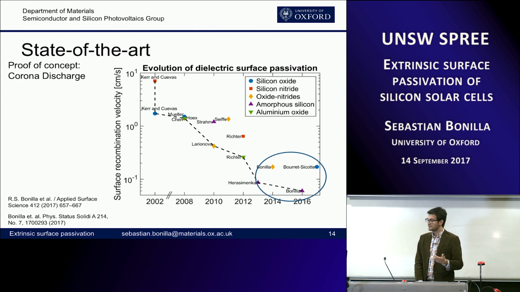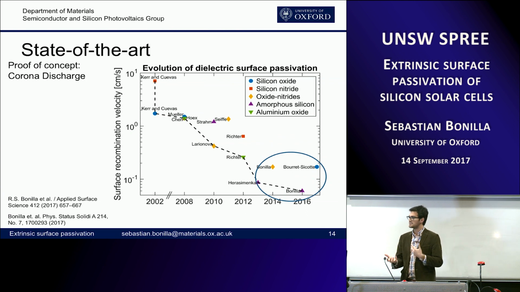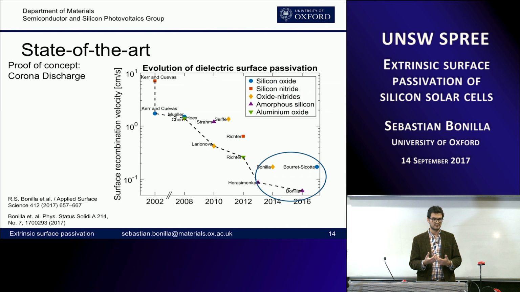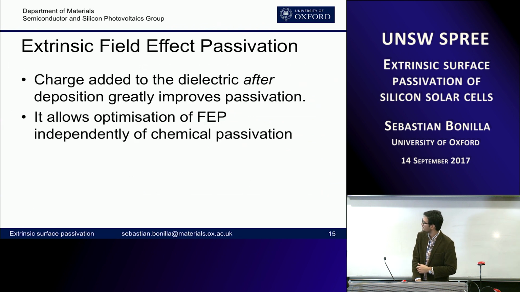And also it makes you wonder whether there's any further improvements that you can actually make, because at this point, once you measure a lifetime that is above the current intrinsic limit, then there is not really much else you can do in terms of surface passivation. So it also appears like we're getting to the point that it's very difficult to improve passivation from there.